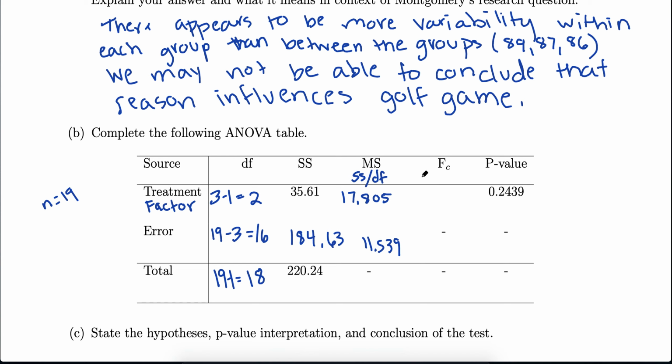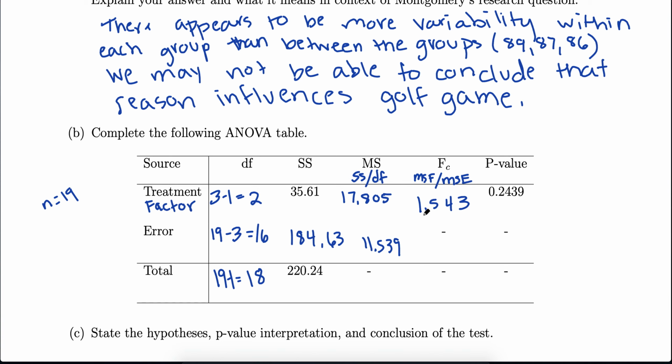Our test statistic should be our mean squared factor over our mean squared error. So in this case, our 17.8 divided by 11.5, and that's going to give us our 1.543. And remember what this ratio is telling me.